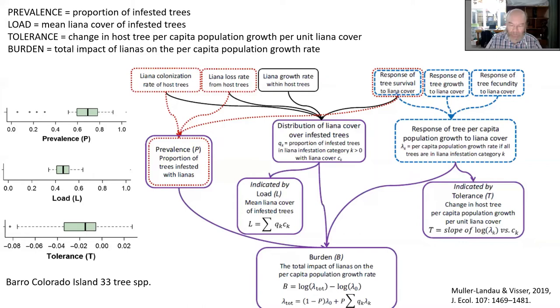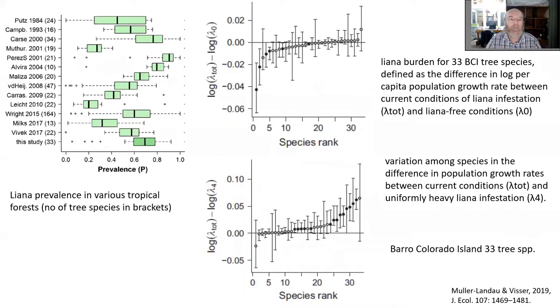So this is a little bit of the dynamics of liana attack, and these are some empirical data, again based on Barro Colorado. These are the 33 trees we have, and they are ranked by the liana burden. That's the difference in the per capita population growth between the current condition of liana infestation and liana-free conditions, which again can be measured. And so you can see that there are trees which are impacted heavily, and then there are trees which can tolerate liana infestation.